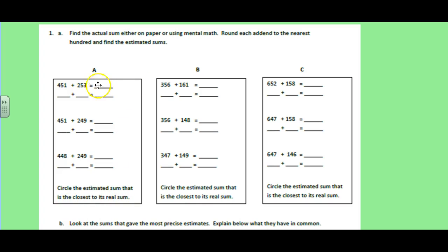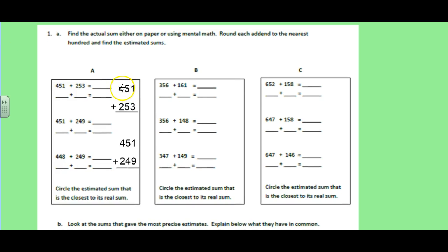So we're going to try that with this first one right here. I would like for you to go to the front of your binder, take out a sheet of paper, and get that beside you so we can work out 451 plus 253. If you need to pause, go ahead and get that out.